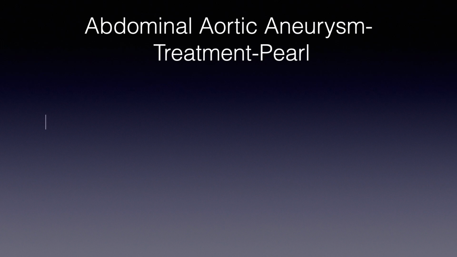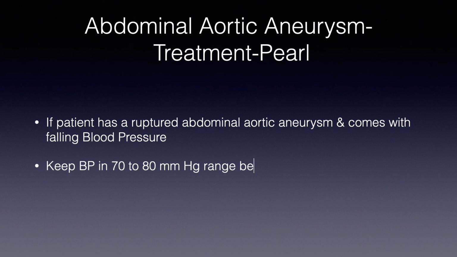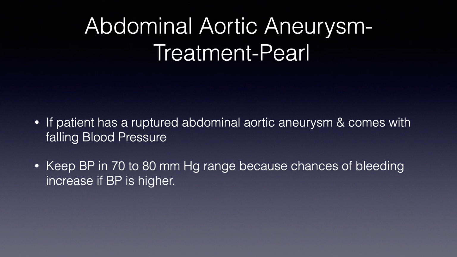If a patient has a ruptured abdominal aortic aneurysm and comes with falling blood pressure, the blood pressure should be kept in the 70 to 80 millimeters range, because chances of bleeding increase if the blood pressure is higher.